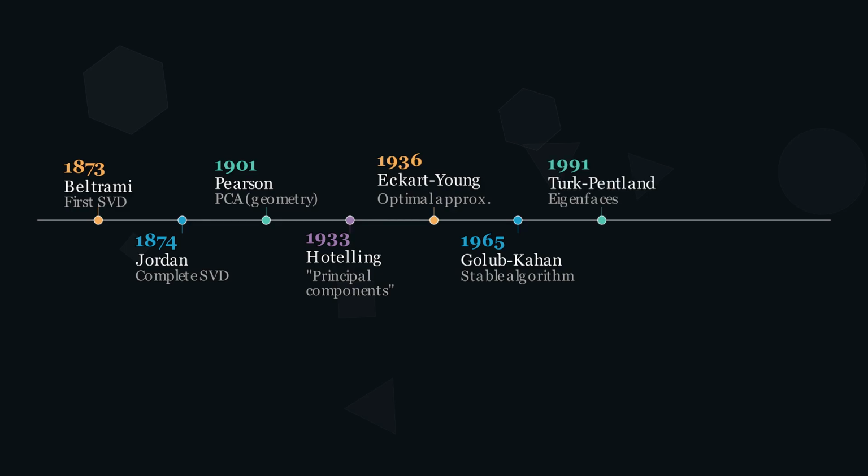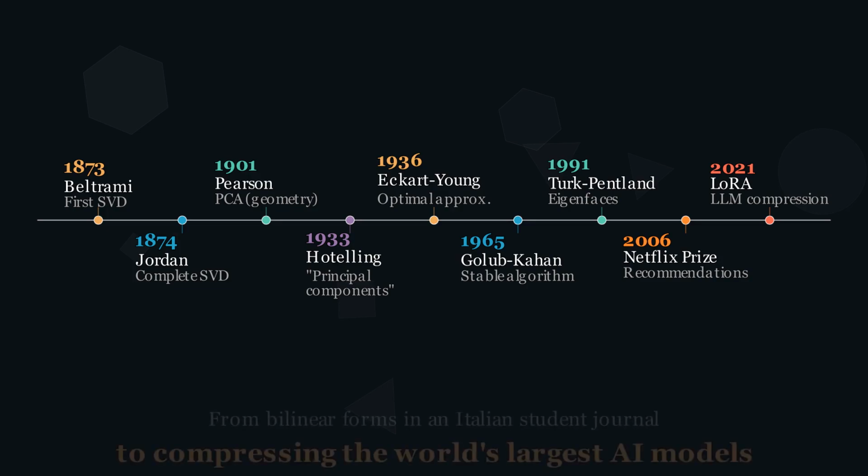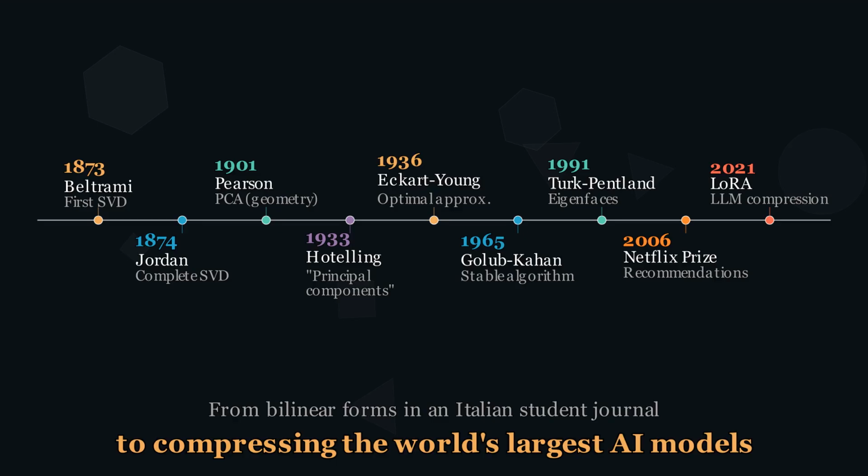Turk and Pentland brought Eigenfaces in 1991. The Netflix prize in 2006 showed the world that matrix factorization could predict your taste in movies. And LoRA in 2021 uses low-rank decomposition to fine-tune the largest language models with a fraction of the parameters, from bilinear forms in an Italian student journal to compressing the world's largest AI models.